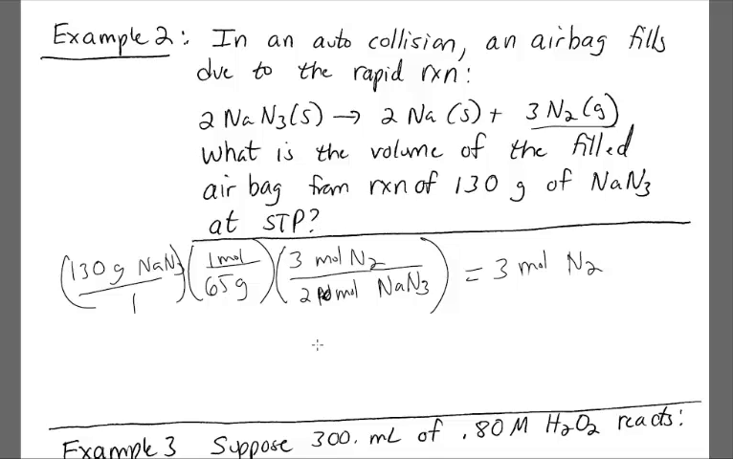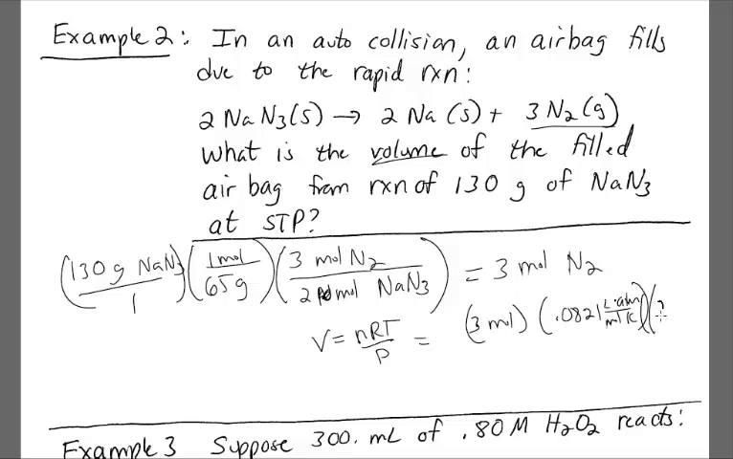But again, we want the answer in volumes with temperatures and pressures, so we have to use the ideal gas law, solving for V, because we're asked for the volume. So volume equals nRT over P, which will equal the number of moles we just got, 3 moles. R is our constant. The temperature is STP, 273 kelvins, and we divide by the pressure at STP, which is 1 atmosphere. And the answer we get is 67 liters in that airbag.